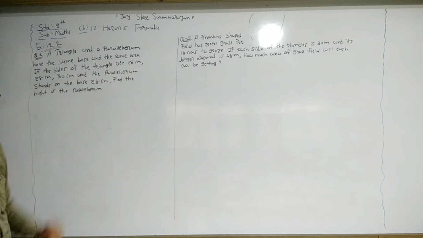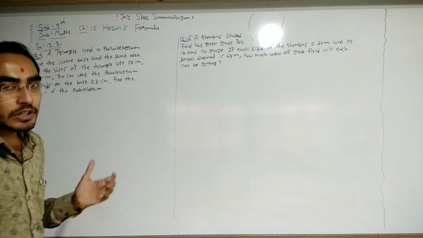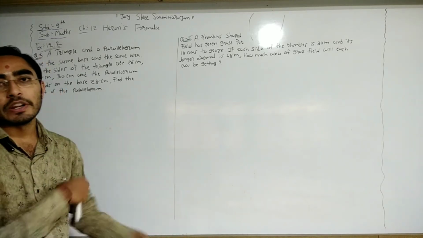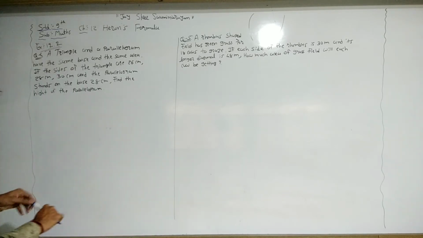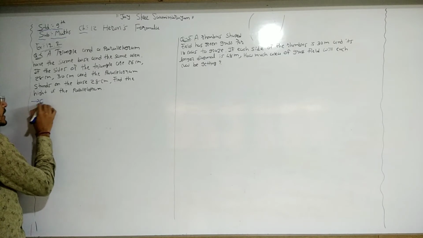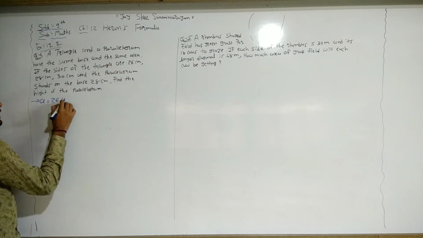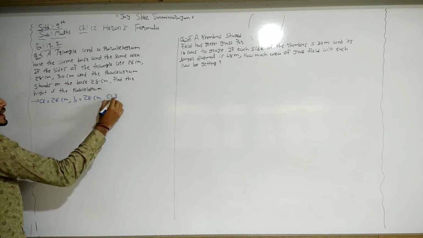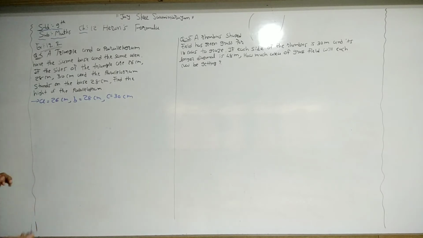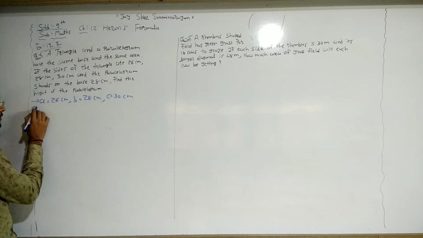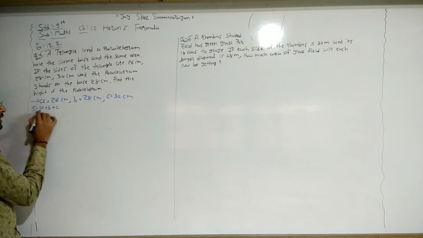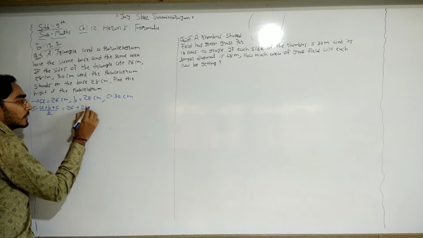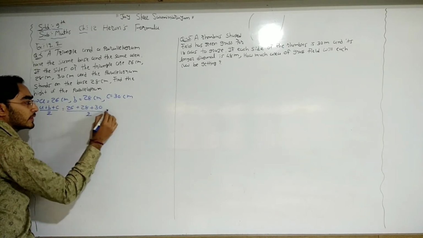Here, three sides are given, so that we can use the Heron's formula. By using the Heron's formula, we can find the area of triangle. So here our A is 26 centimeter, B 28 centimeter, and C 30 centimeter. Now semi-perimeter S is equal to A plus B plus C divided by 2. Put the value of A, B and C, so 26 plus 28 plus 30 divided by 2.